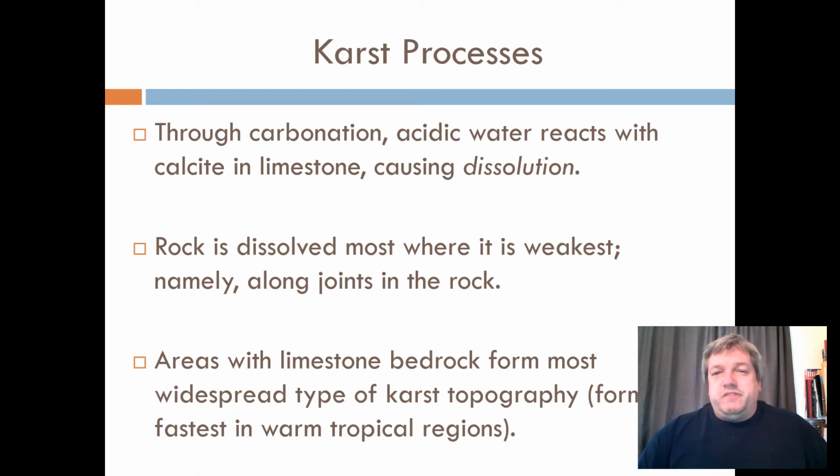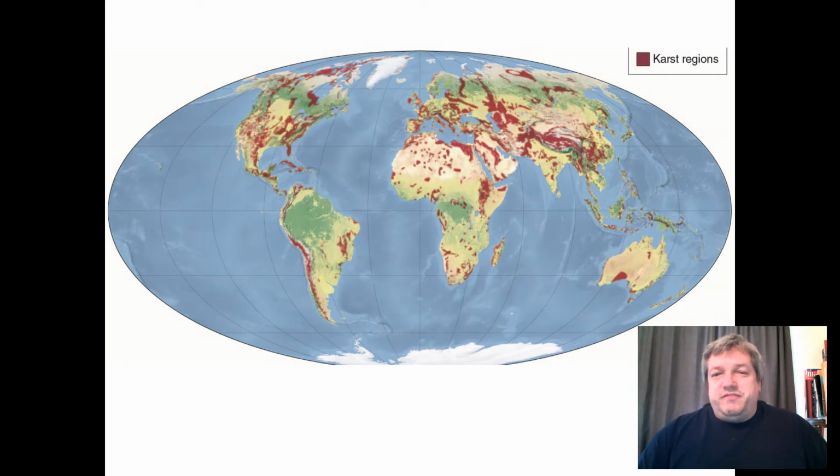So we look around the world and we can see these areas in red are karst regions. So right here, if you've ever been down through Kentucky or Tennessee, the Mammoth Caverns are down there, huge. Large areas here of Asia and Europe as well.